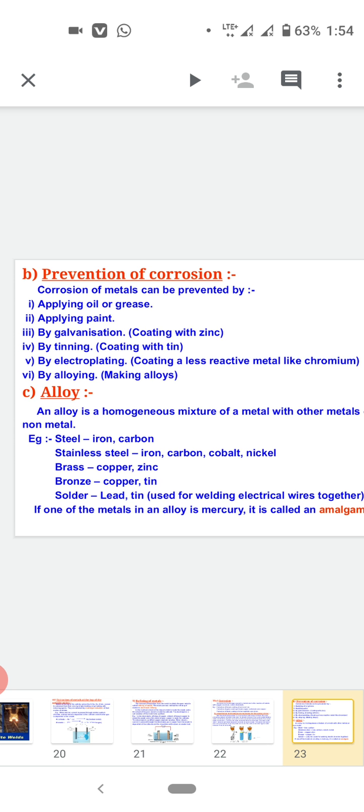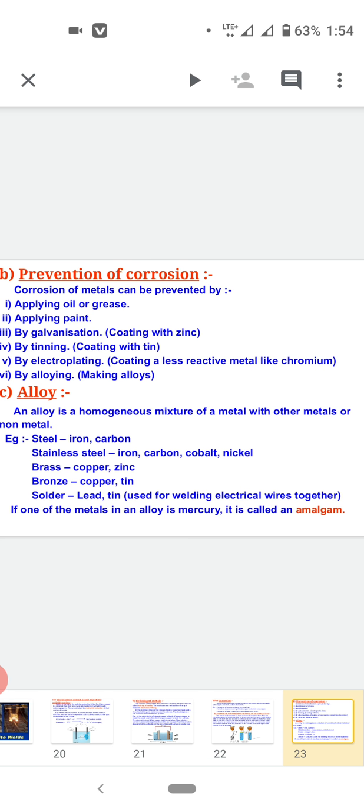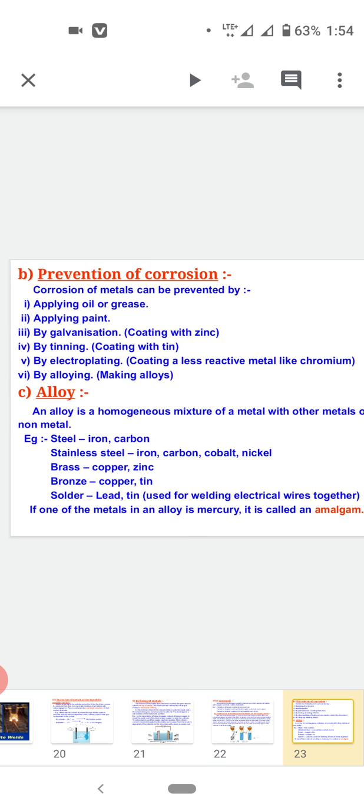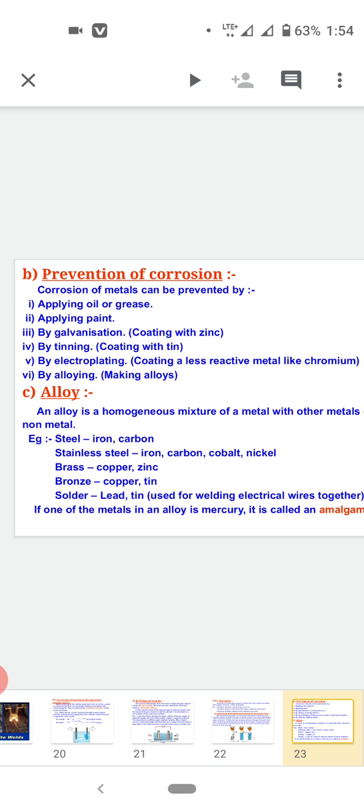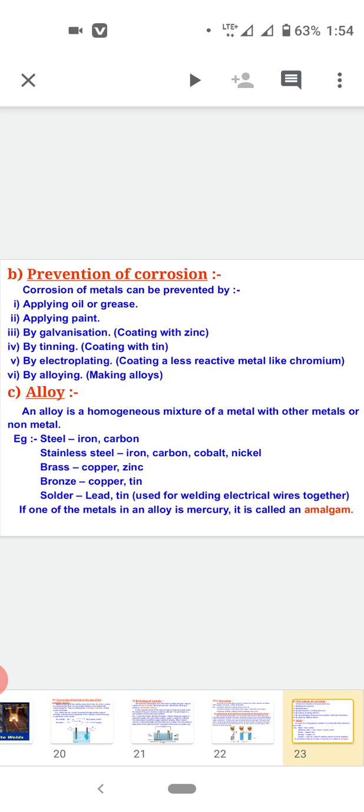Prevention of corrosion. Corrosion of metals can be prevented by applying oil or grease, applying paint, by galvanization, that is coating with zinc, by tinning, coating with tin, by electroplating, coating with a less reactive metal like chromium, by alloying, that means making an alloy.